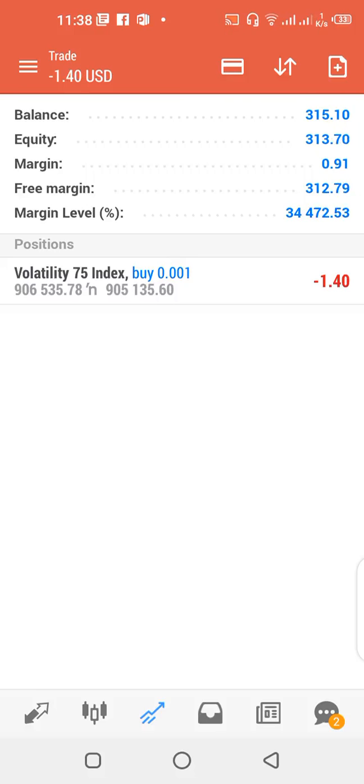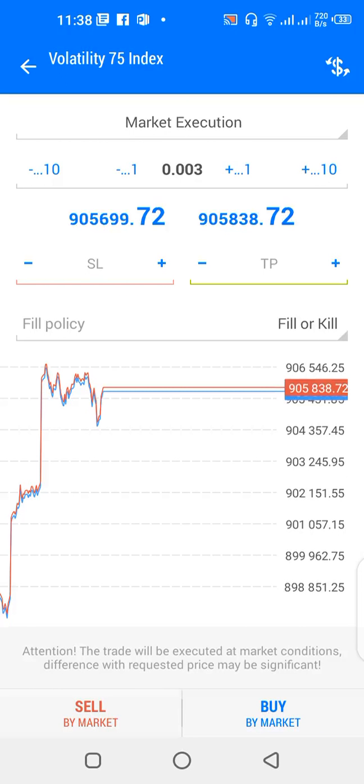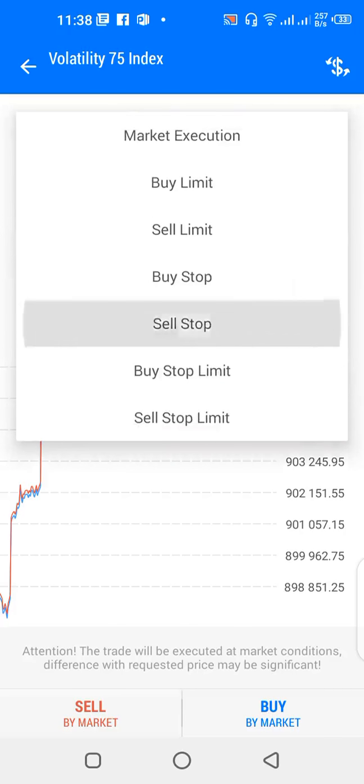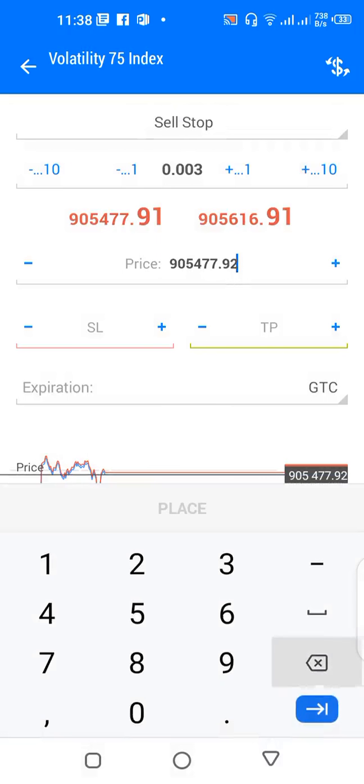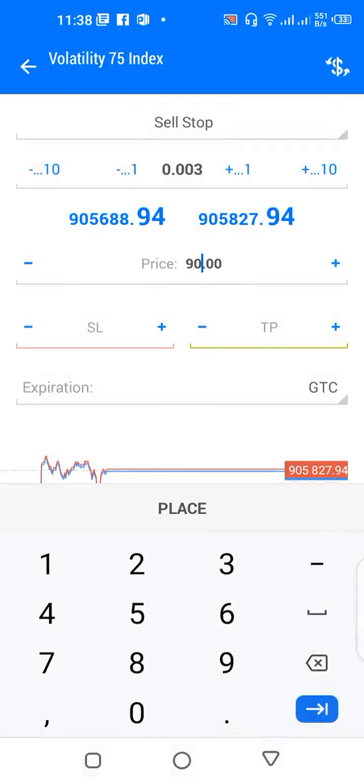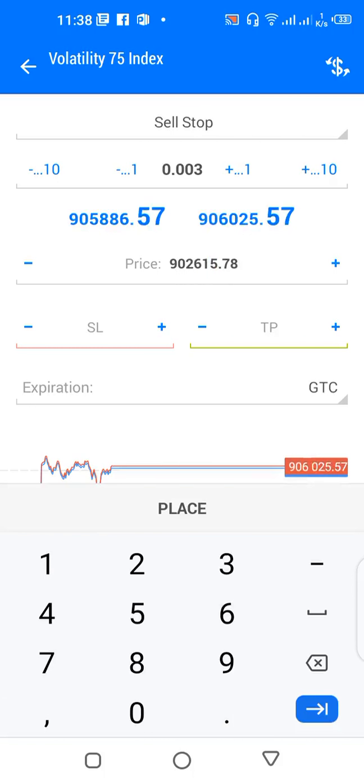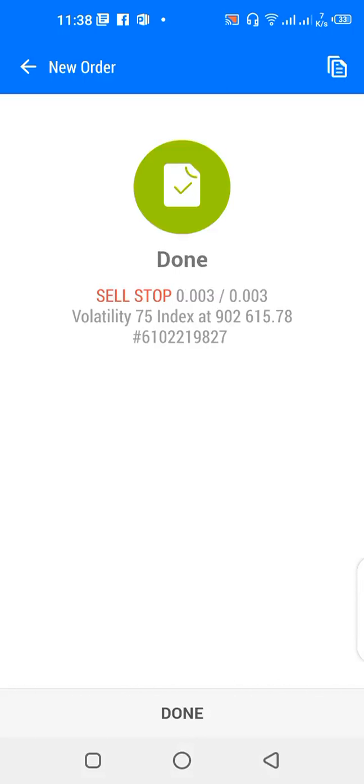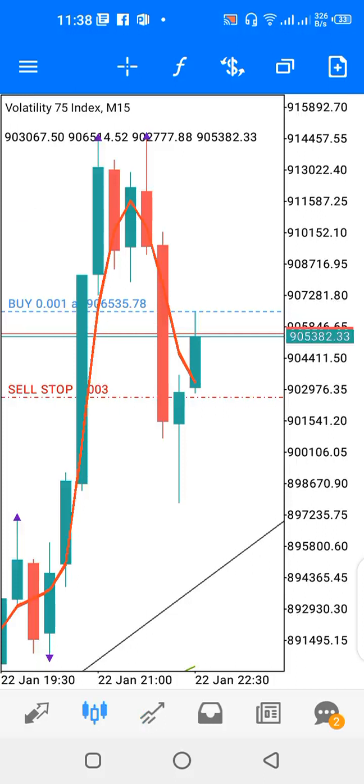So I'll not be using 0.001 for my sell stop. I'll be using 0.003. The Grail hedge strategy makes use of 3 times the lot size of the original trade when placing your hedge trade. So I'll be using 0.003. Sell stop. This is going to be my pending order, at 902,615.78. Okay, so that's my hedge trade. It's a pending order. In case price continues to go down, it will trigger my hedge trade.